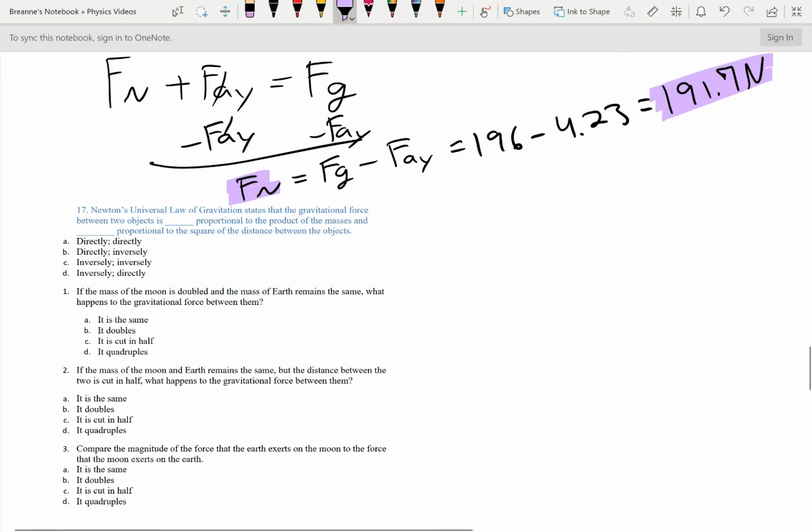So 17 is asking for your relationship. Remember, your mass is a direct relationship. Your distance is an inverse relationship. So the answer is B.